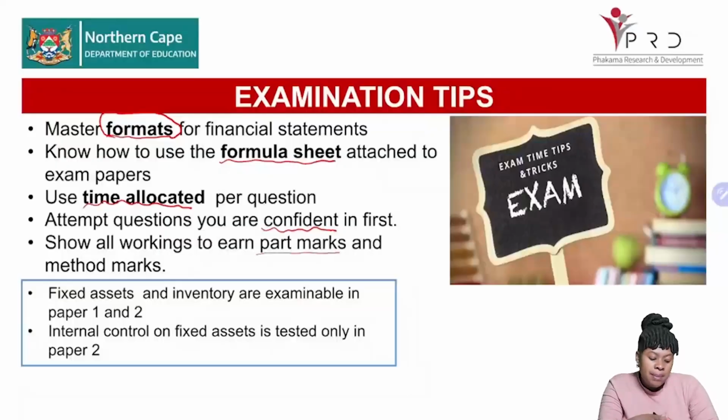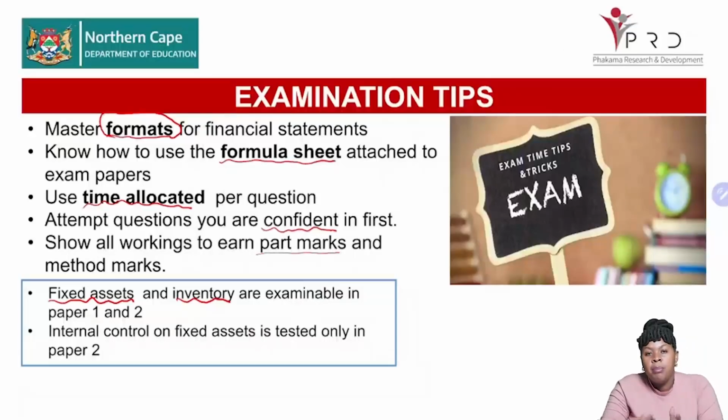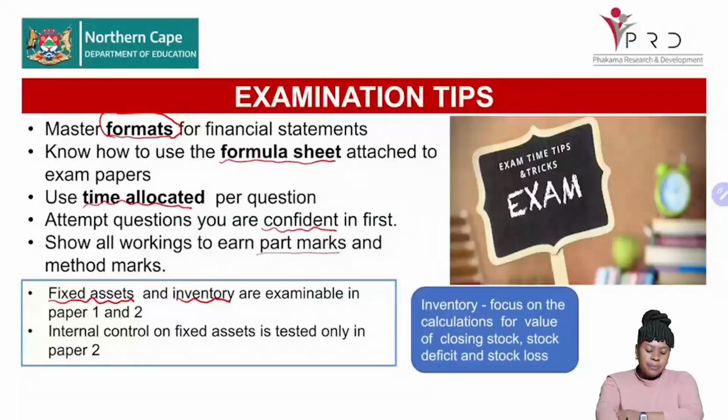Okay, then please also remember that your fixed assets, right, and your inventory, they are examinable in both paper one and paper two, right? And then your internal control on fixed assets is tested only in your paper two. However, expect to see some questions that are relative to your fixed assets and your inventory, especially the different inventory systems. Okay, so inventory, focus on the calculations of the value of closing stock, or the stock deficit and stock loss. Okay, so that is the relative questions that will be tested with regards to paper one.